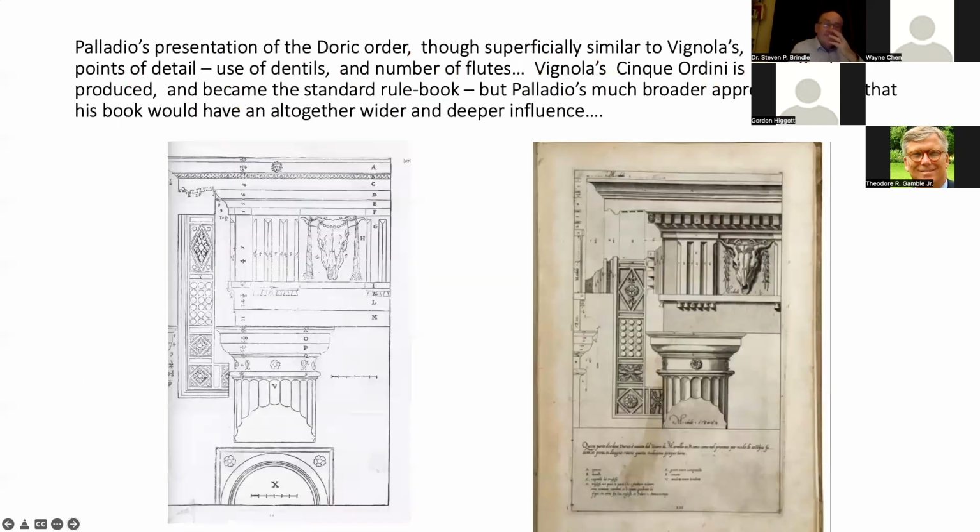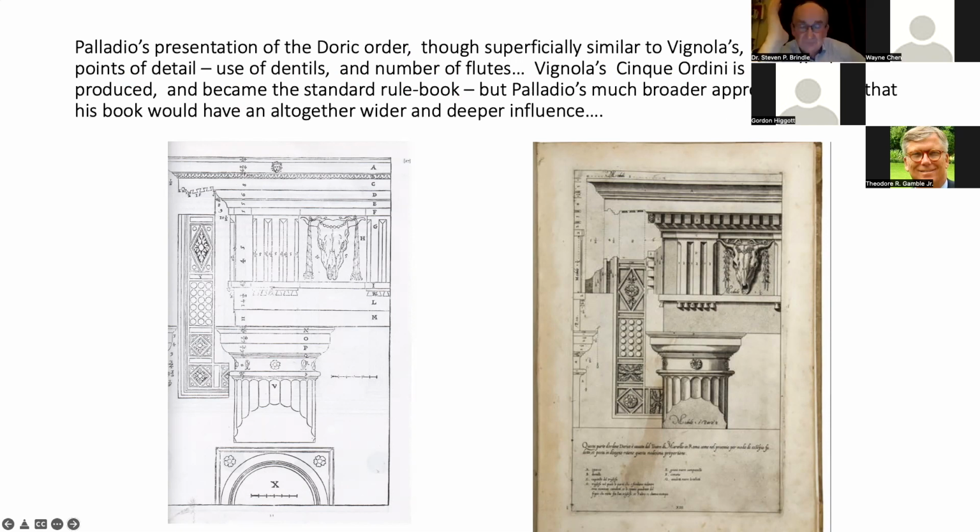And when we come to Palladio's book and Vignola's, they are at an altogether higher level in terms of the archaeological thoroughness with which they'd been investigated and in terms of the quality of their presentation. So you're looking at Serlio's presentation of the Doric order on the left and Vignola's on the right.